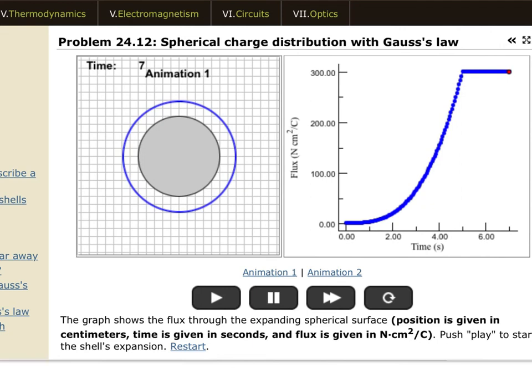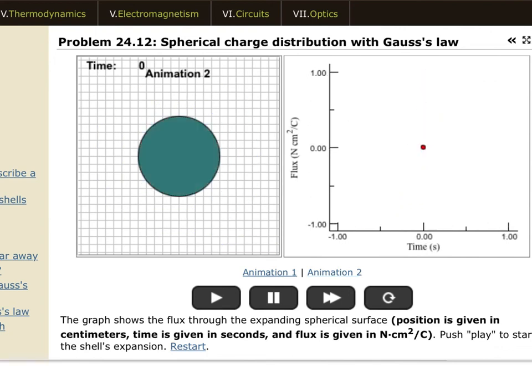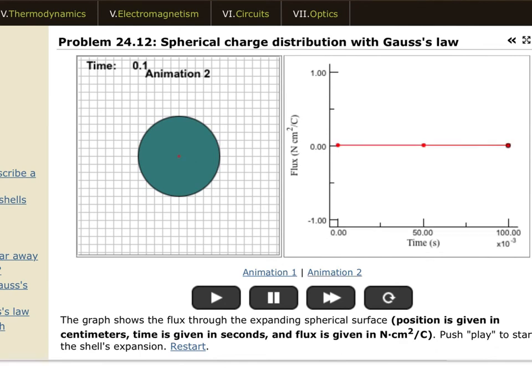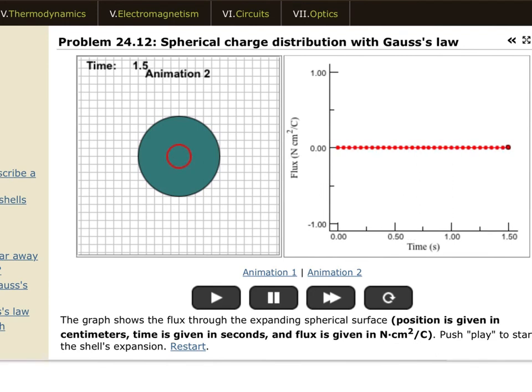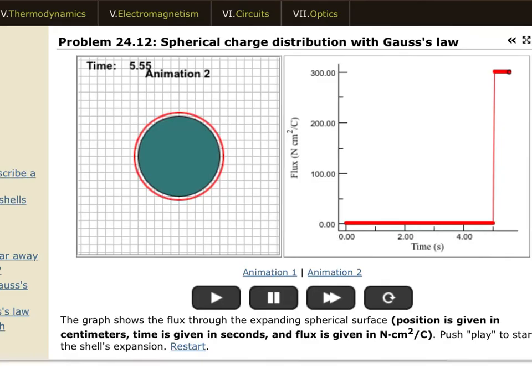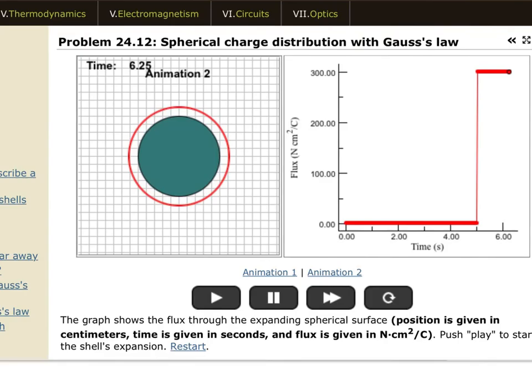And then if we go to animation 2, and we do the same thing, notice the different behavior. Okay, the flux detector is expanding, the flux is remaining where? At 0. 0, what does that mean? Gauss's law, if the flux through a sphere is 0, it keeps expanding, and when it hits the surface, it jumps to the value of 300, and then it stays constant.